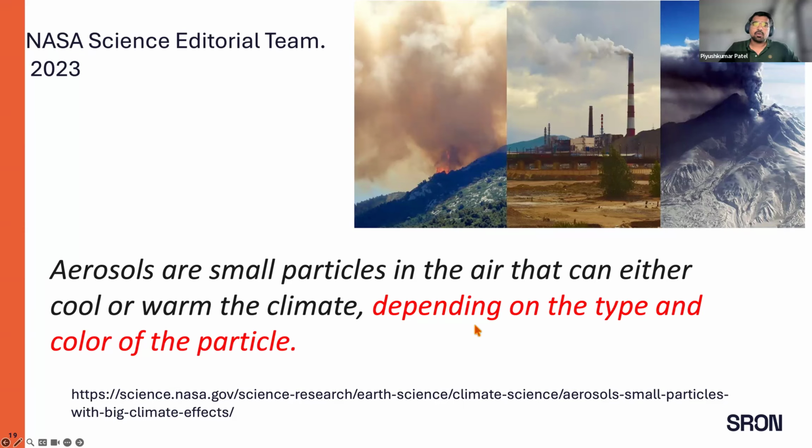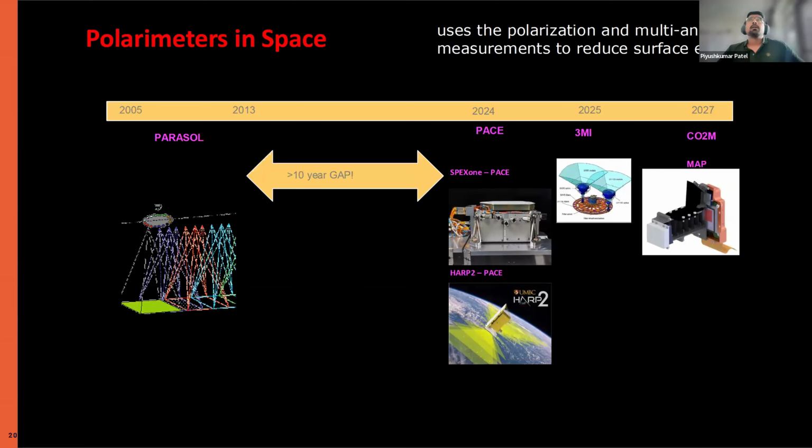Still, we have a question: what is the aerosol type, and what is the color of the particle, color in terms of size, shape, and chemical properties of the particles? We still have to answer these. And therefore, we have some advancement in satellite remote sensing.